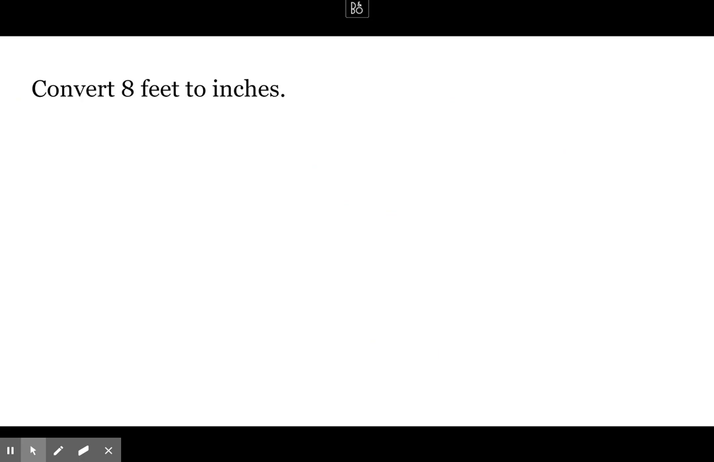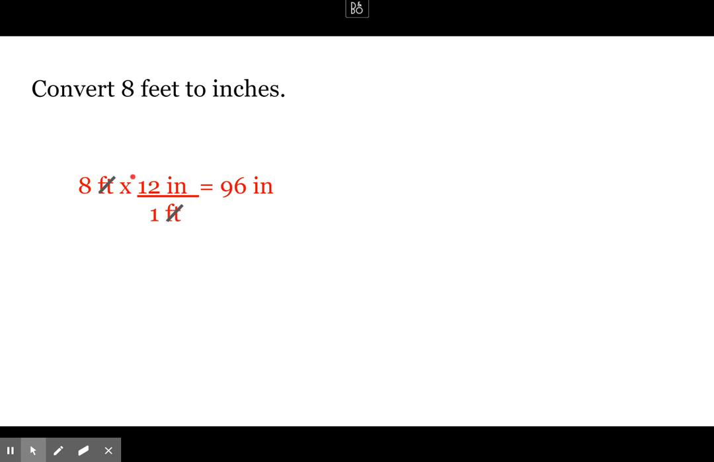So let's work through one problem together. We want to convert 8 feet to inches. So what are we given? We are given 8 feet. What do we want to get to? We want to get to inches. So we are going to start with our 8 feet.